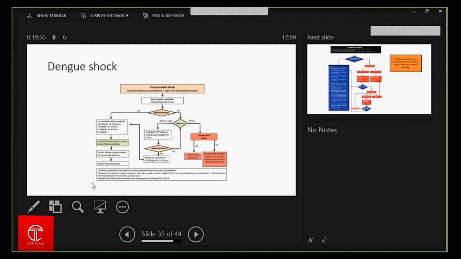So this is a classification. This is an algorithm that has been taken from WHO. For compensated shock, where the blood pressure is maintained but there are signs of reduced perfusion, you start fluid boluses, and if there is improvement, then you go on to the maintenance fluids, and based on the improvement you can wean down the IV fluids. However, if the patient is not improving and the hematocrit is rising, you continue to give boluses, and you might have to give blood products as well if there is no improvement.